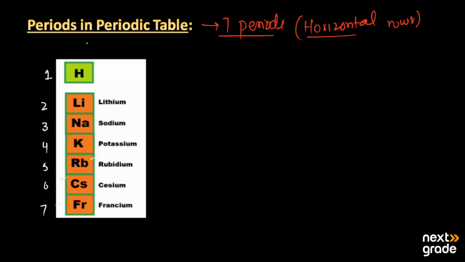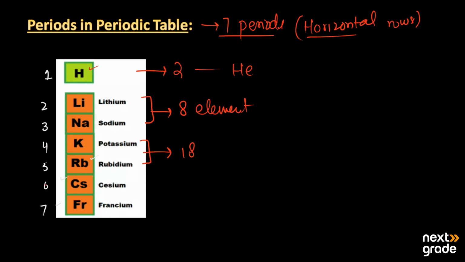In the first period, we have only two elements. The first one is hydrogen, and the second one is helium. After that, we have lithium, which is the first element of the second period, and periods 2 and 3 contain a total of 8 elements each. Then we have periods number 4 and 5. These are known as the long periods, and they start from potassium and rubidium. They contain a total of 18 elements.